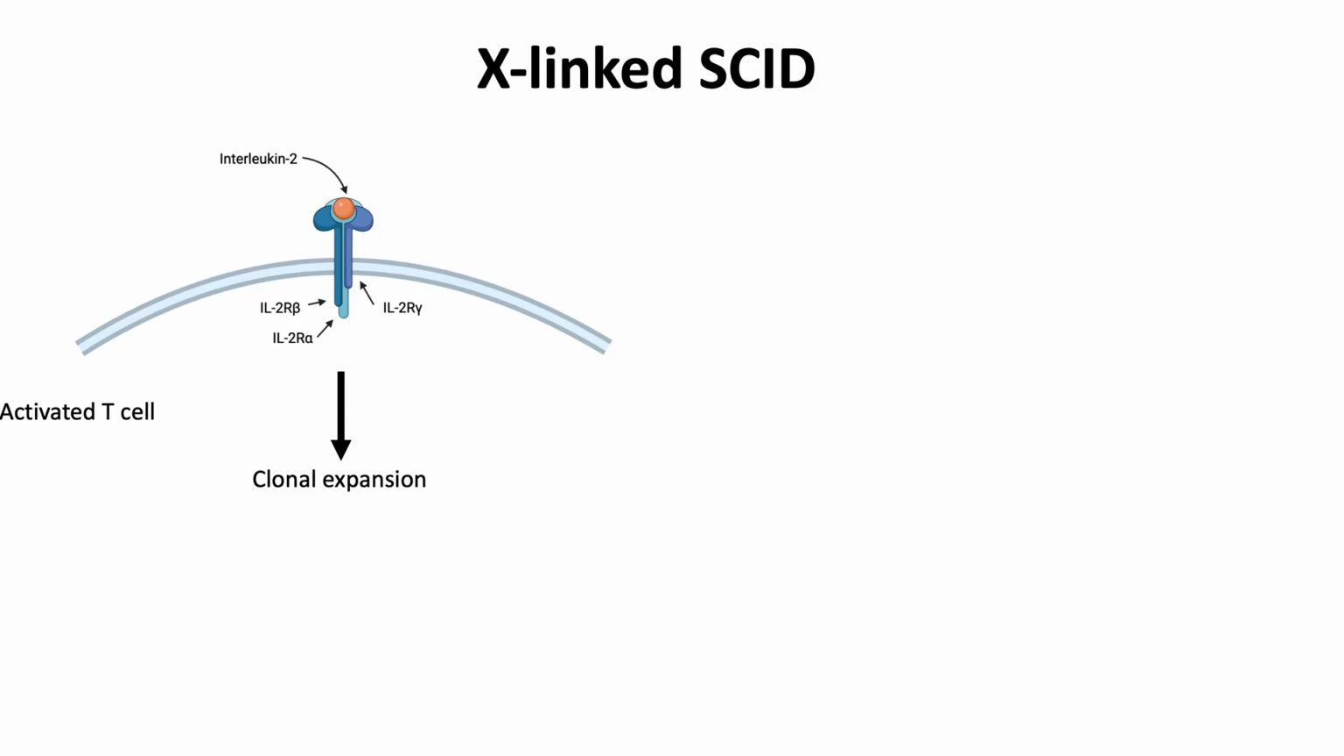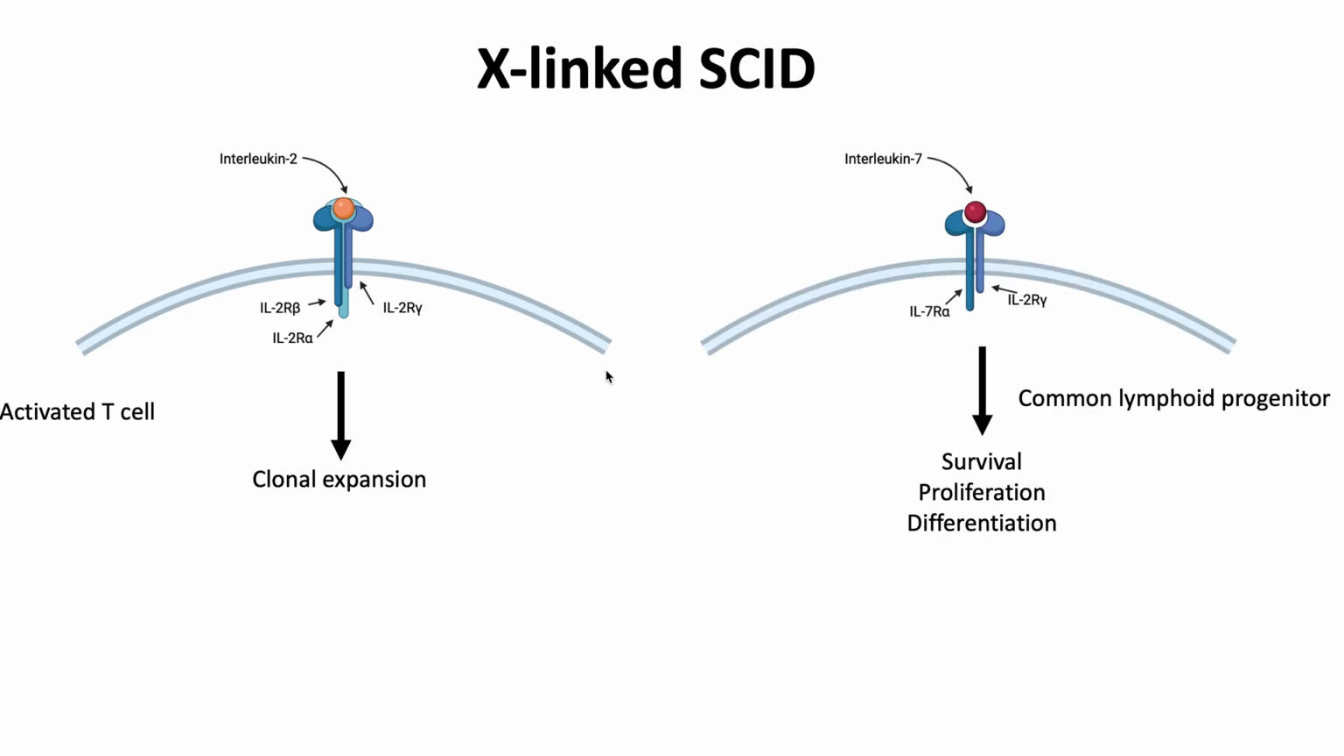The most common form of SCID is the X-linked version, and this is due to a defect in a cytokine receptor called the interleukin-2 receptor gamma. On the left here, I've showed an activated T cell that expresses the interleukin-2 receptor. Interleukin-2 is a cytokine that induces T cell clonal expansion, and the receptor is composed of 3 subunits. This gamma subunit is sometimes referred to as the common gamma chain because it is a subunit of multiple different cytokine receptors. And one of those cytokine receptors is the interleukin-7 receptor.